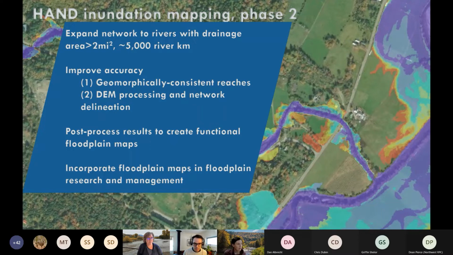We've been thinking about and looking for ways to improve upon our accuracy. We found pretty good results matched to documented flood extents for the first round, but like I said, there's definitely a lot of room for improvement, and there are some errors to deal with, so we're looking for ways to improve accuracy. We're working to post-process our results to create more functional flood inundation and floodplain maps for public consumption. And then we're looking for a variety of ways, and this has been ongoing throughout the development of this approach, to incorporate these types of flood inundation maps in research and management applications, and I'll talk about some of those. So what I'm going to do for the rest of the talk is go through some examples and dig into some of these pieces.